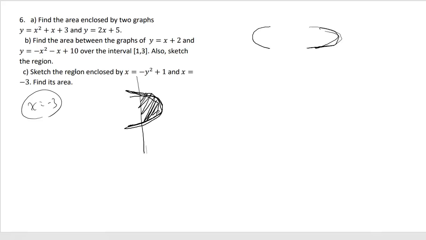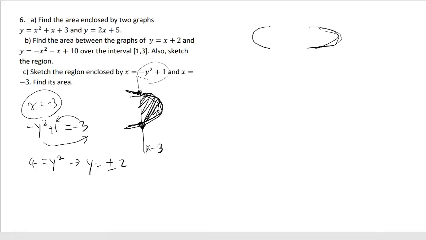To find this area, so this is x equals negative 3. To find this, we first need to figure out when they meet. In order to find the intersection, we have to set them equal to each other. Since x is this, and x is also equal to negative 3, we should set negative y squared plus 1 equal to negative 3, so that when you move y squared over to this side and negative 3 to that side, we have 4 equals y squared. That gives you y equals plus or minus 2.